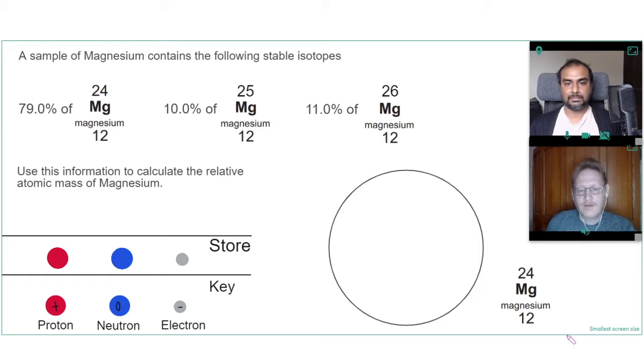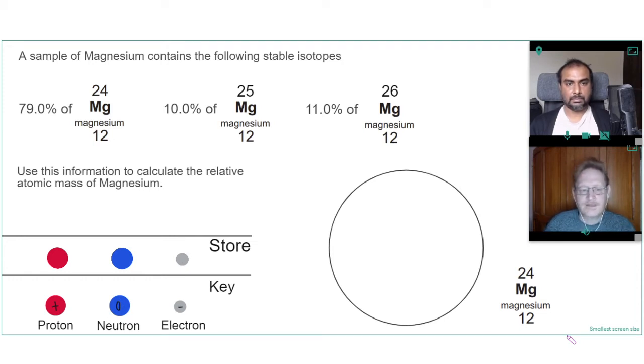So today we're going to have a look at calculating the relative atomic mass of magnesium, and we're trying to display it visually. So do the calculation visually as well as the written one, but hopefully by doing the calculation visually you'll be able to understand the written calculation. So we've got a sample of magnesium, and it contains the following stable isotopes: magnesium 24, magnesium 25, and magnesium 26. So before we come on to the calculation, we'll just have a look at these isotopes first.